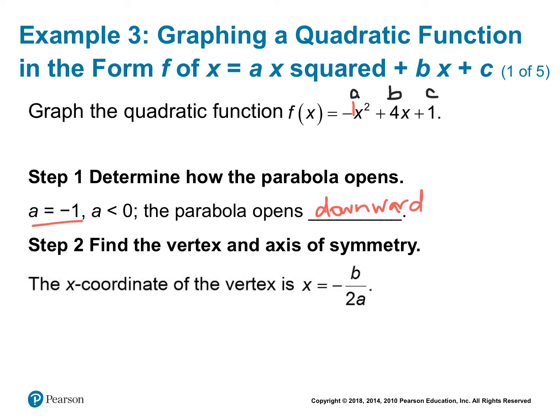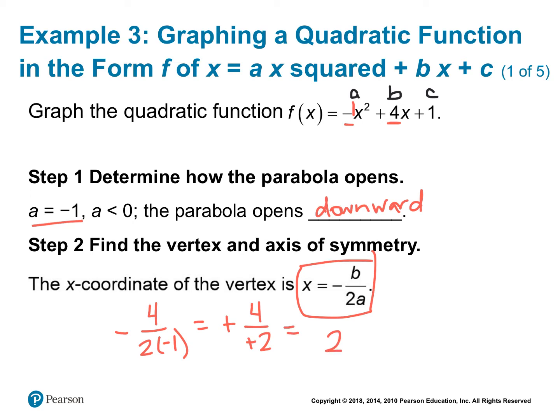Step 2, find the vertex and axis of symmetry. So we're going to use this formula. We're going to take negative b over 2a. The b is 4. And we have 2 times -1 as the a. But then make sure you do the opposite of that at the end. That negative could be on the top or the bottom. I just tag it out front for now. So I have -4 over -2. These negatives will cancel into positives and give us a +2. So this is our x value. x equals 2.